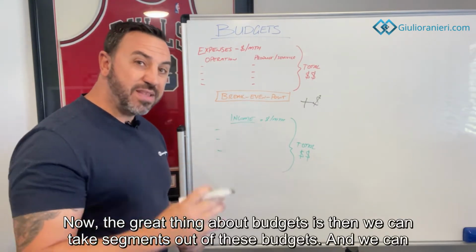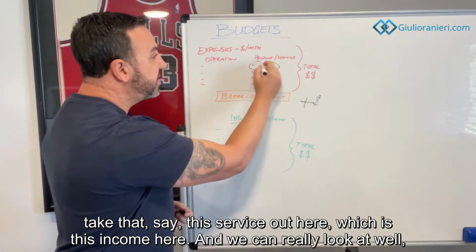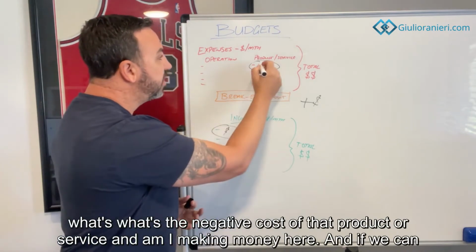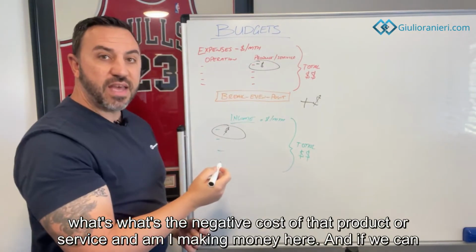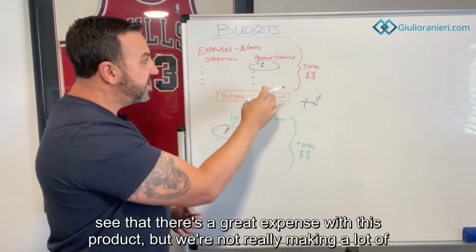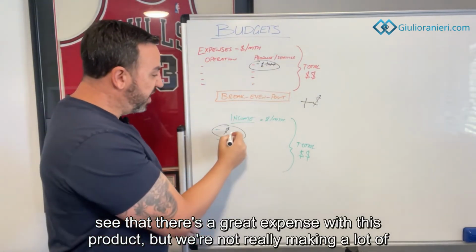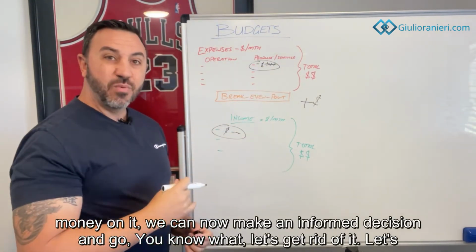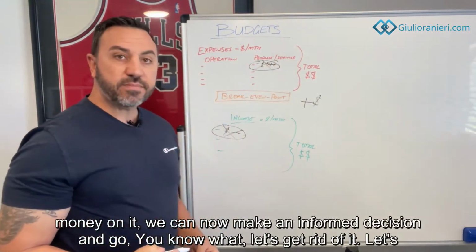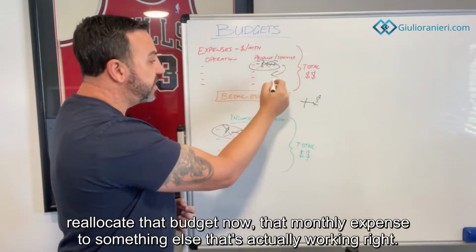Now, the great thing about budgets is then we can take segments out of this budget. So we can take, say, this service out here, which is this income here, and we can really look at, well, what's the negative cost of that product or service, and am I making money here? And if we can see that there's a great expense with this product, but we're not really making a lot of money on it, we can now make an informed decision and go, you know what, let's get rid of it. Let's reallocate that budget now, that monthly expense, to something else that's actually working, right?